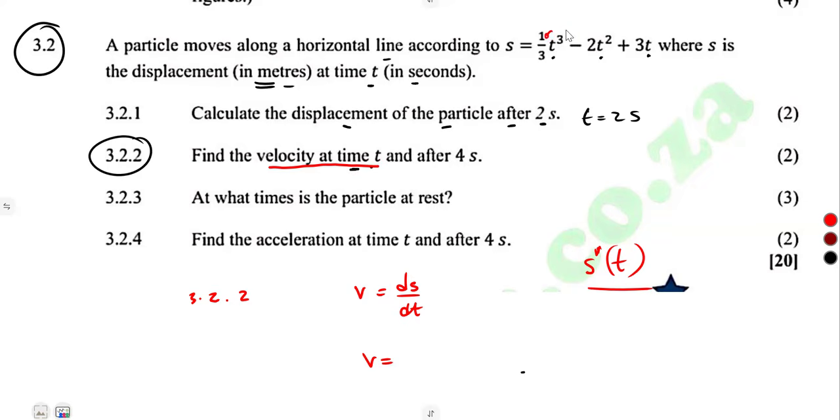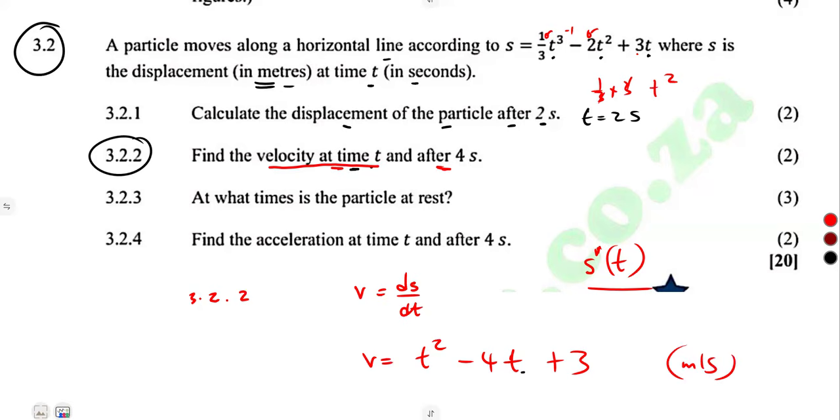All right, drop the power, subtract 1. So 1 over 3 times 3, that's 1. So it's going to be t squared. All right, drop the power, subtract 1. That's minus 4t. This is going to give us positive 3. This is the expression of our velocity. The velocity at time t, this is the one they are referring to, in meters per second.